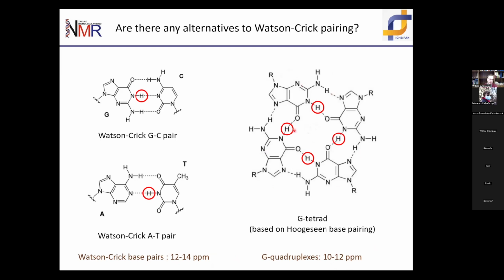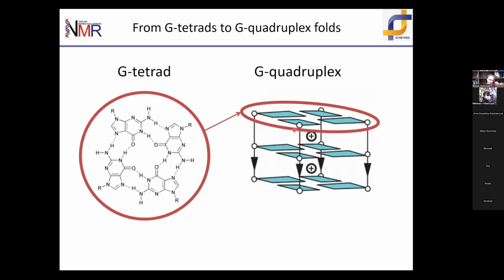But getting back to the subject of G quadruplexes, they are formed by stacking of several such G tetrads, similarly to how duplexes or double helices are formed by stacking of base pairs. However, there is one very important difference. The formation of G quadruplexes requires metal ions between the quartets.